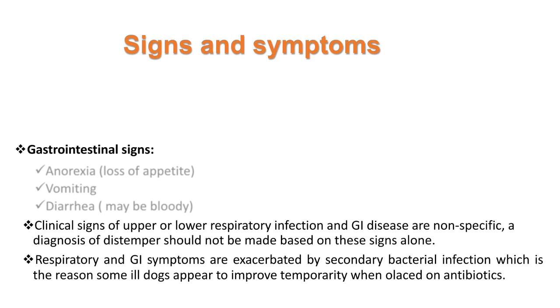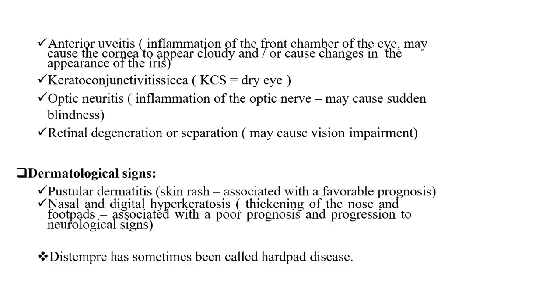Respiratory and GI symptoms are exacerbated by secondary bacterial infection, which is the reason some ill dogs appear to improve their health status temporarily when they are treated with antibiotics. Thus, if these signs are very severe, that may be due to the bacterial infection or maybe due to viral infection. These signs are not specific signs for the canine distemper virus.